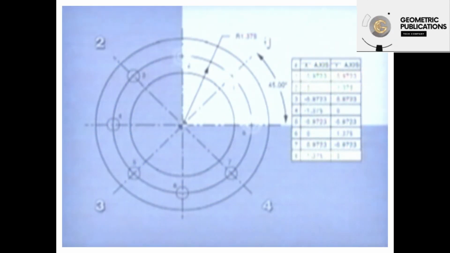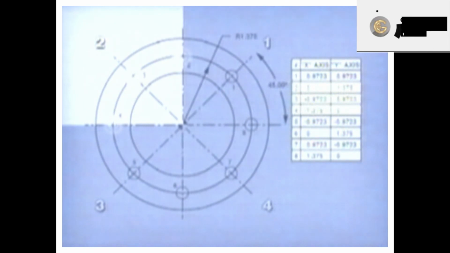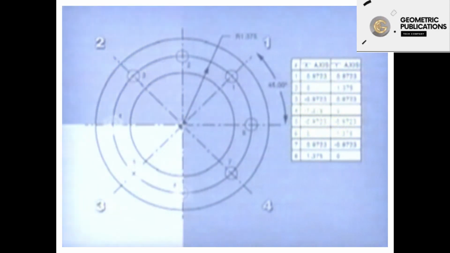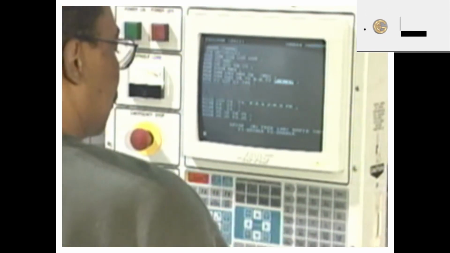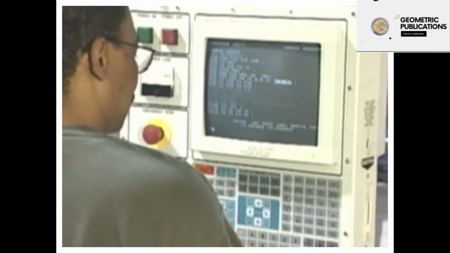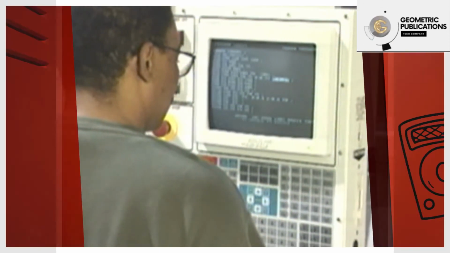The coordinates in quadrant 1 all have plus x and plus y positions. The coordinates in quadrant 2 all have minus x and plus y positions. The coordinates in quadrant 3 all have minus x and minus y positions. And the coordinates in quadrant 4 all have plus x and minus y positions. An awareness of these basic computer numerical control motion principles is essential in the generation of part programs.